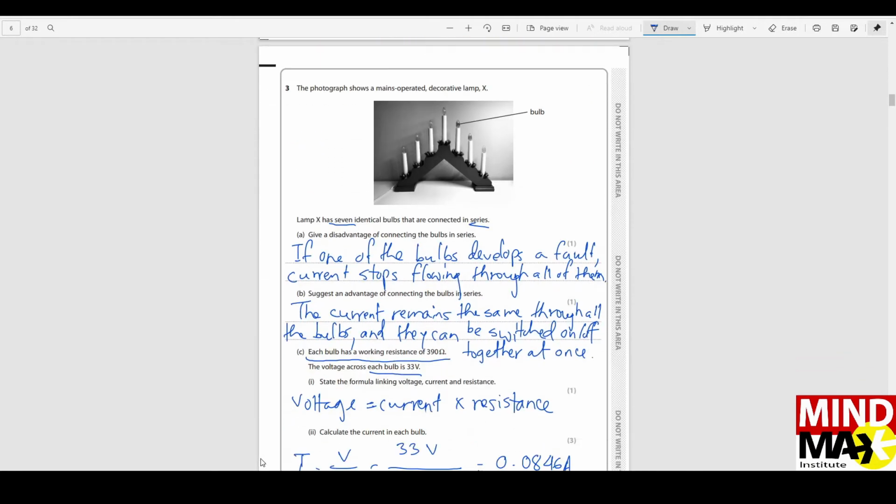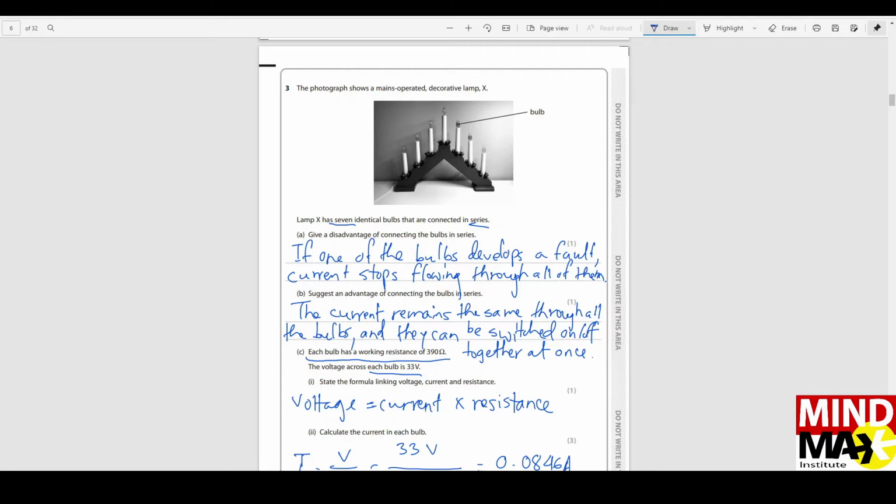Then number 3, give a disadvantage of connecting the bulbs in series. Of course in a series circuit, if one of the bulbs develops a fault, all the other bulbs start failing. All of them switch off. Then give an advantage of connecting the light bulbs in series. I basically give 2 together. The current remains the same at all points, in all the bulbs. That's one advantage of the series circuit. And also they can be switched on and off together at once. So if you switch off one of the bulbs, all of them switch off. If you switch on one of them, all of them switch on together.